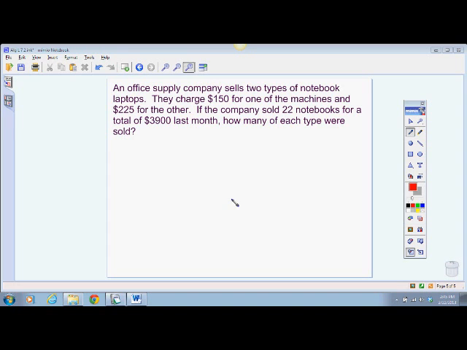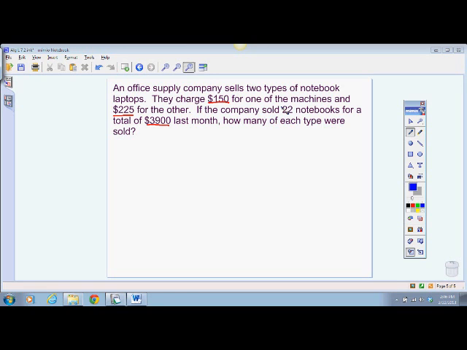Now, at first glance, when you look at this problem, it doesn't seem like there is enough information for you to solve it. But here's what I want you to think of. We're actually talking about two different things here. We are talking about how much each laptop costs. One of them is $150, the other is $225, and we sold a total of $3,900 for the month.